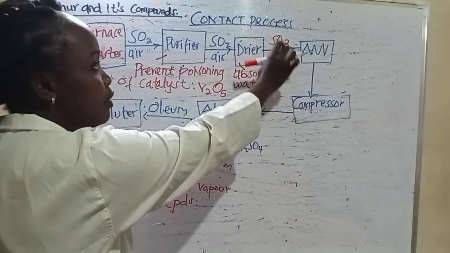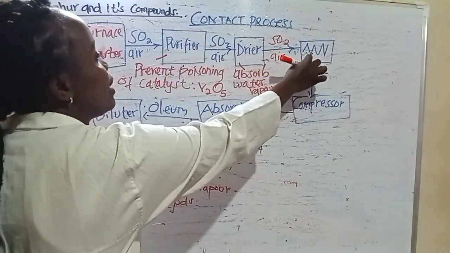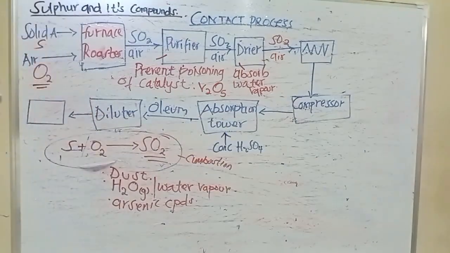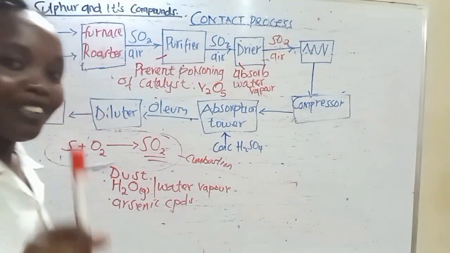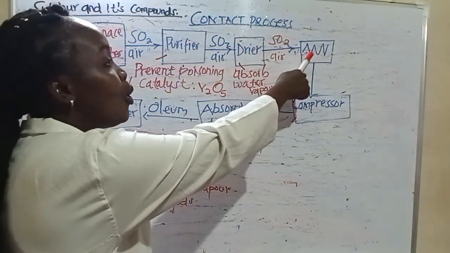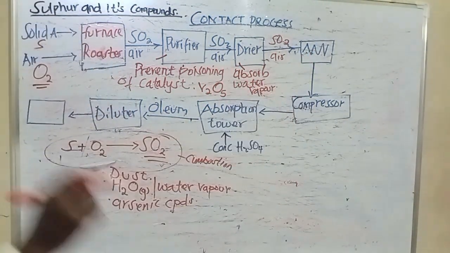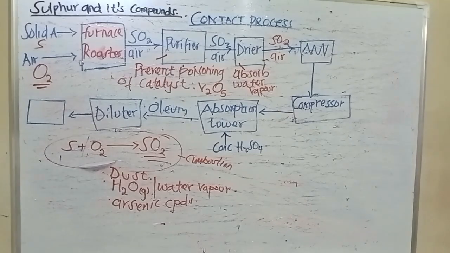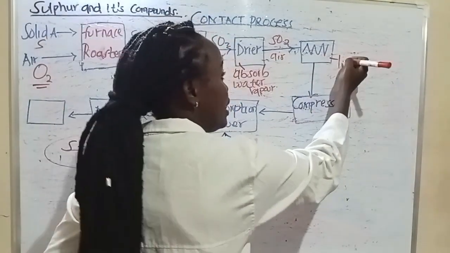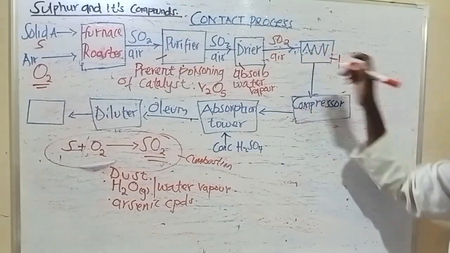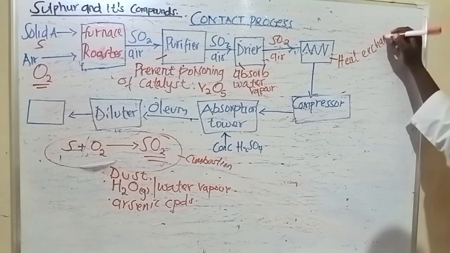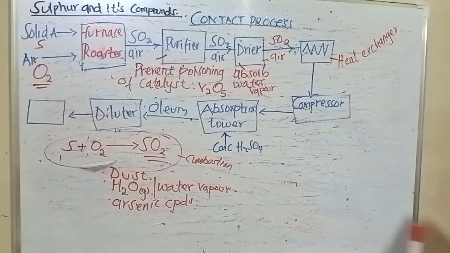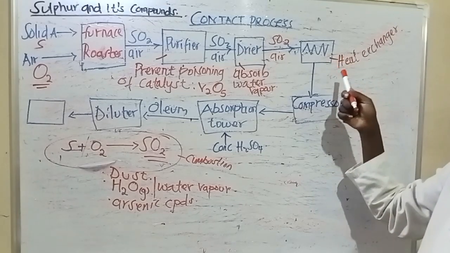So here we have sulfur oxide and oxygen that is going to be taken to this chamber. They want us to label that chamber. If it is an exam, if you see something like this, always know that that is your heat exchanger. So you're going to label it as a heat exchanger. Okay, this is our heat exchanger.